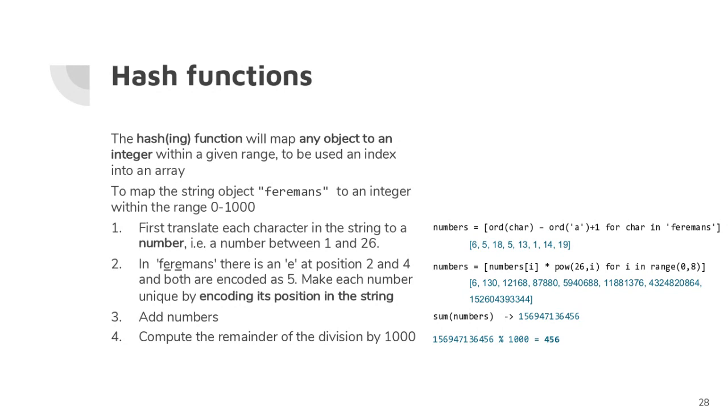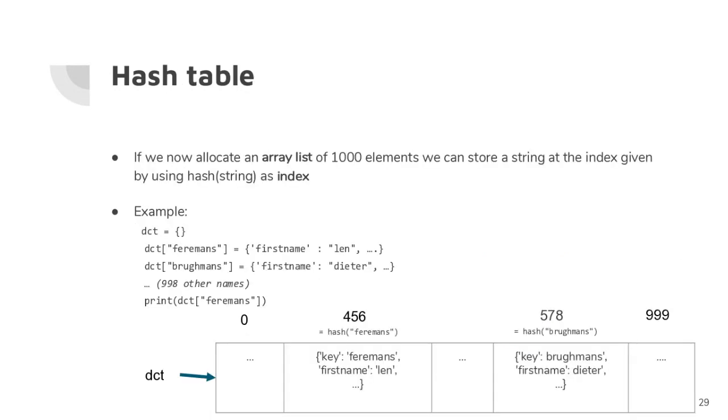Then you add all those numbers of that array. You just take the sum, and then you compute the remainder of the division by 1000. So if my array contains 1000 buckets, you do the division by 1000, and then you get a number between 0 and 999. That's just the remainder of the integer division. So if you repeat those 4 steps, you can map any string object to a code between 0 and 1000, and that's called a hash function.